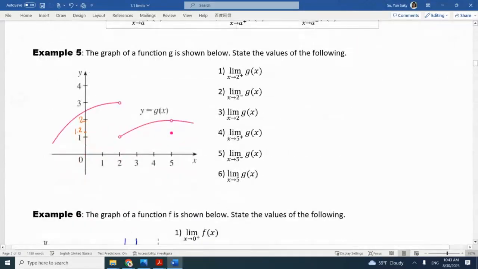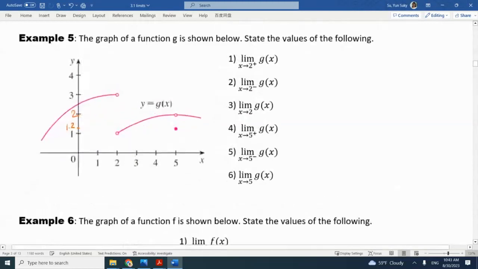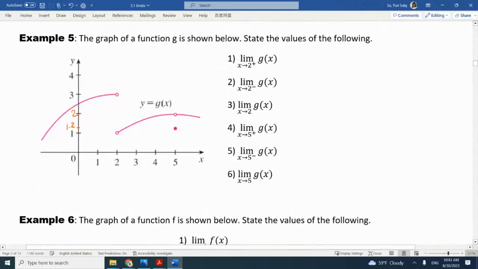Okay, oops. I didn't erase this. Okay, so, all right. Example 5. Please do the following. How about I ask you, you tell me the answer one by one. Okay. Blaine, what is the limit when x goes to 2 from the right?